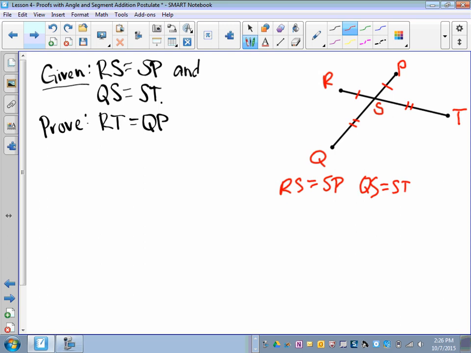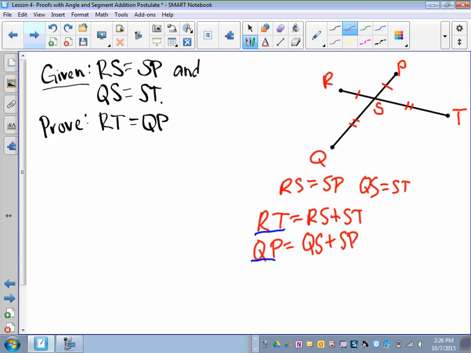We don't have a midpoint. So looking at my segment addition postulate, I would say that RT is equal to the measure of RS plus the measure of ST, right? And I would also say that the measure of QP is equal to the measure of QS plus the measure of ST. Okay, now can I take pieces of these and somehow manipulate these two statements to get them to be equal? Because I'm trying to get that measure of RT and the measure of QP are exactly the same, right? Right now we've got 4 different chunks.